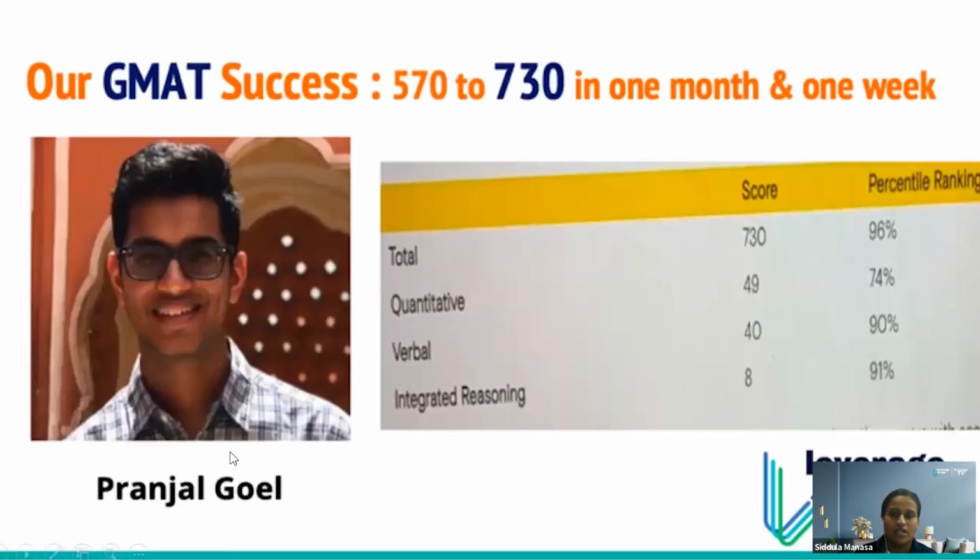Some success stories, students, of how a student's journey went within a short span of time. It's like he started the journey with 570, and then ended up with 730 in only 1 month and 1 week. So these are all his scores. See, he got a perfect score of 8 in integrated reasoning, leading to a percentile of 9. So definitely his profile will be somewhat unique when the admission head has to compare profiles wherein the scores are matching. This might make a difference.